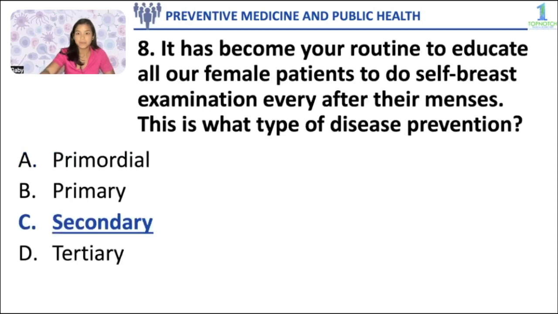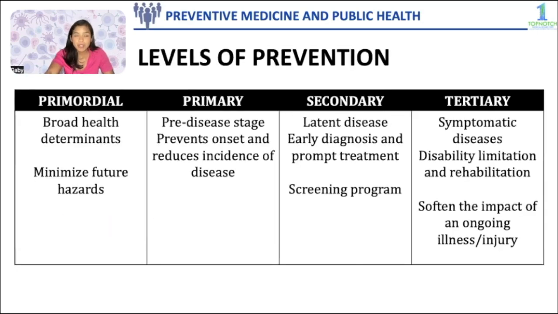Next question. It has become your routine to educate all your female patients to do self-breast examination every after their menses. This is what type of disease prevention? Is it primordial, primary, secondary, or tertiary? So the answer here is letter C, secondary. So in terms of the levels of prevention, we have primordial, primary, secondary, and tertiary.